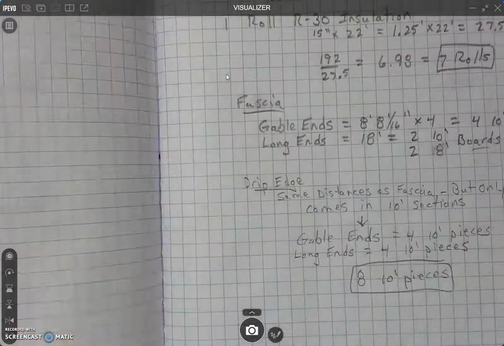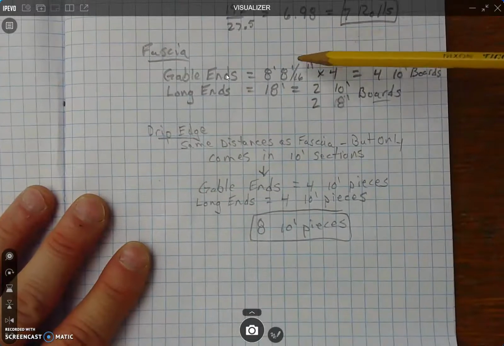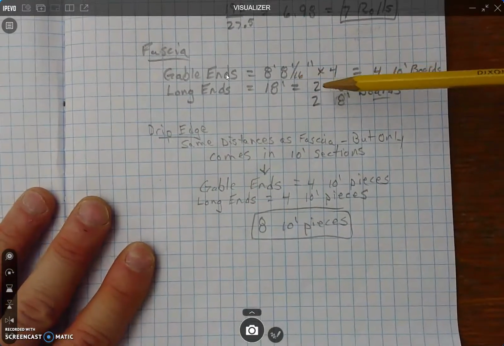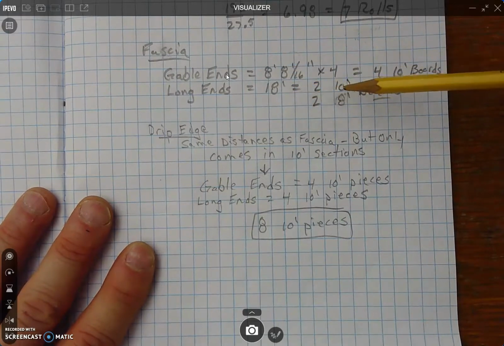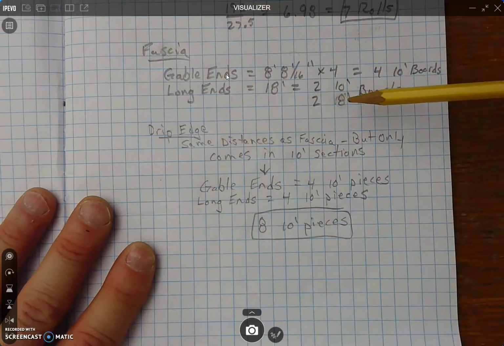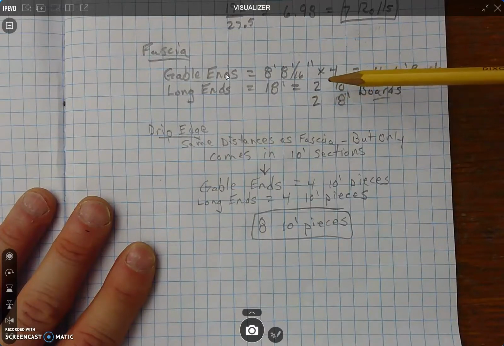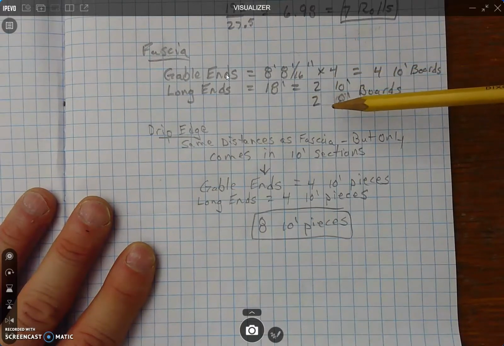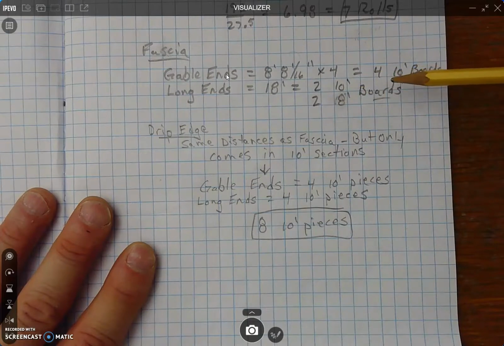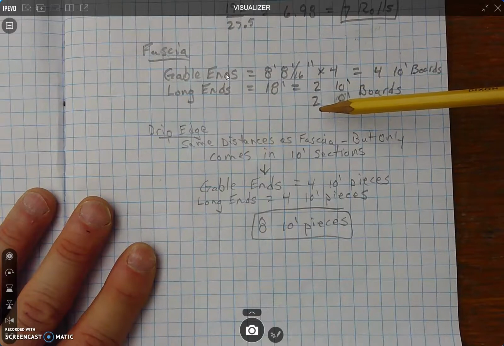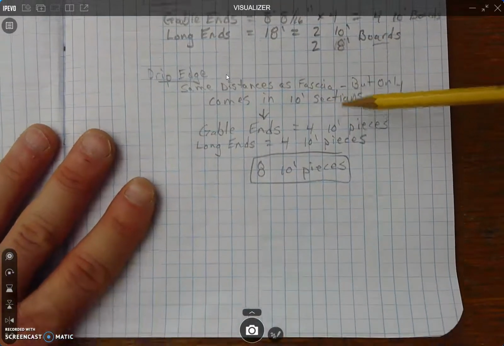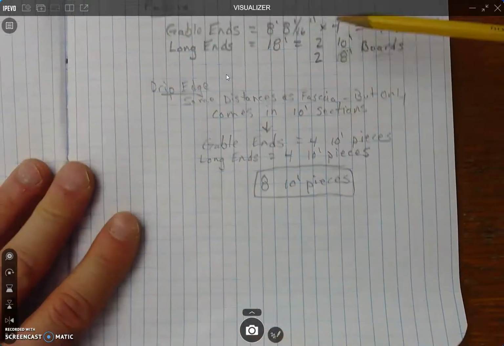So what I did over here, I said gable ends 18 feet 8 and 1/16 inch times 4 equals 4 10-foot boards. The 18-foot ends equals 2 10-foot boards and 2 8-foot boards. 1 10-foot on each side, 1 8-foot on each side. So if I add these up, I'm going to have 6 10-foot boards and 2 8-foot boards when I put them in my spreadsheet. This is very much the same as this.